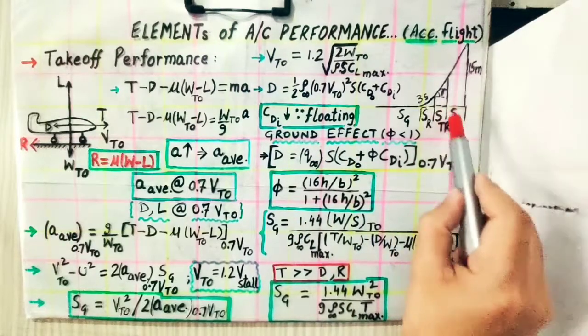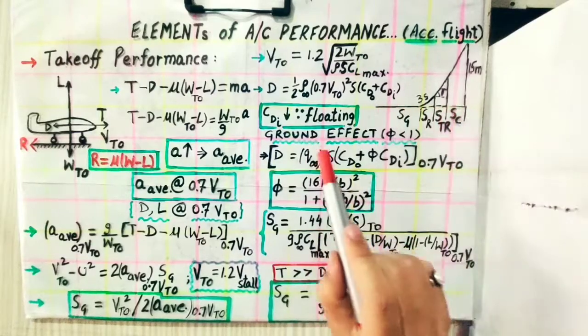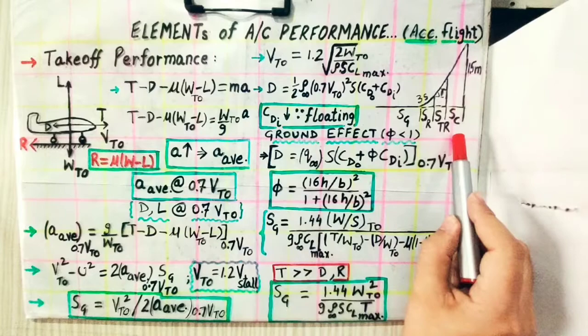So here we have this s transition and this is s climb. These are measured on the horizontal distance. So this is sg over here, and all these we will cover in the next topic, or next lecture, sorry.